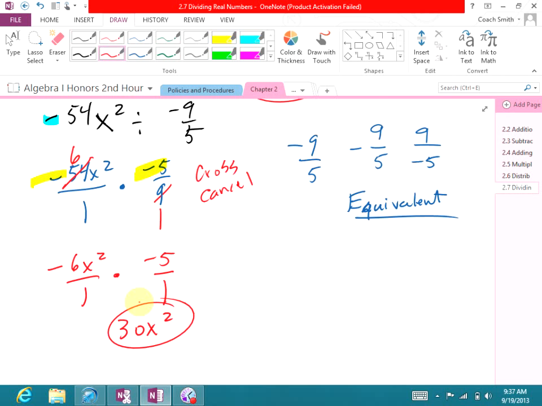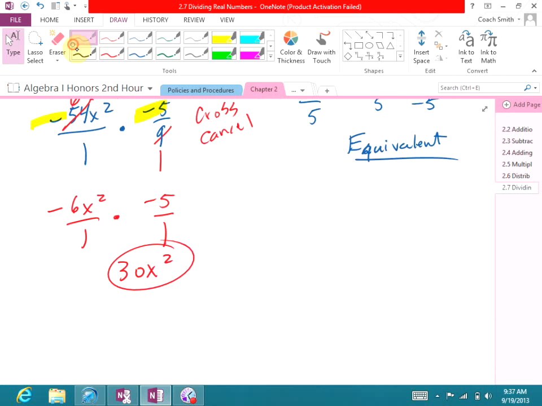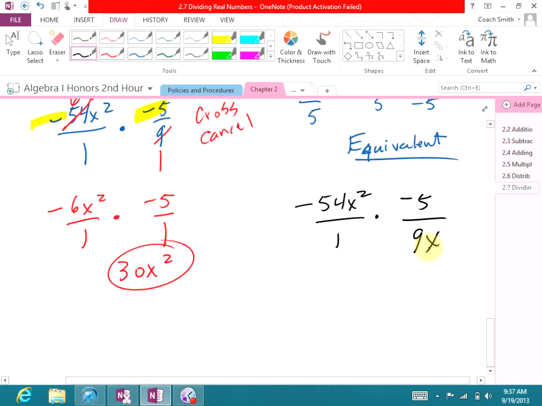Let's say I had this. Let's redo that problem. Let's say it was negative 54x squared over 1 times negative 5 over 9x. Doesn't change. Everything but the x is still the same. Oh, it is negative, my bad. Forgot I had it there on my 5. Now, same thing. 9 goes into 9 once. 9 goes into 54 6 times.